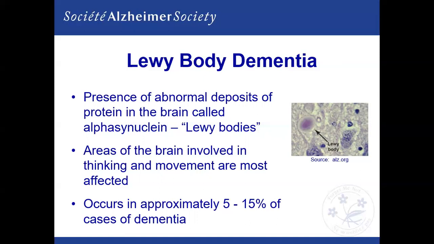And you can see there from the image on the screen, it shows you what a Lewy body structure looks like. The process that leads to the formation of these Lewy bodies is unknown at this time. We don't really know what's causing it to happen. But the areas of the brain involved in thinking and movement appear to be the most affected in this particular type of dementia.